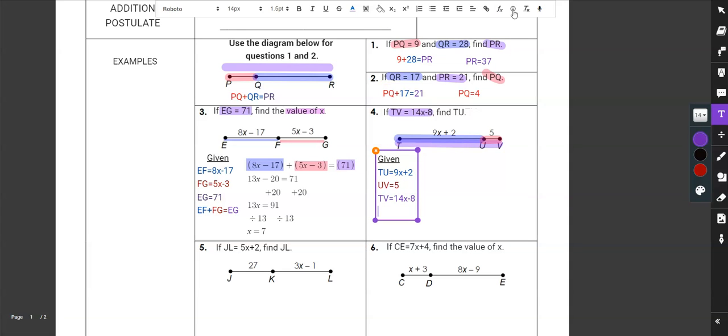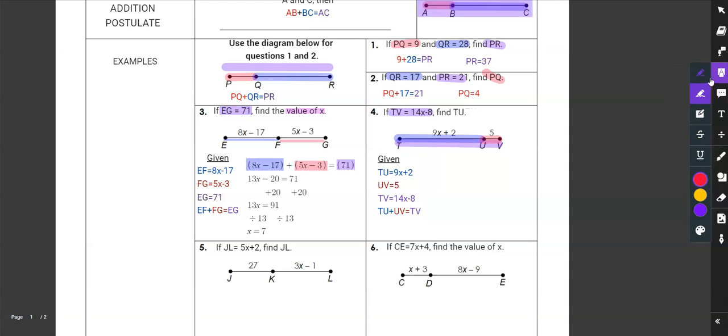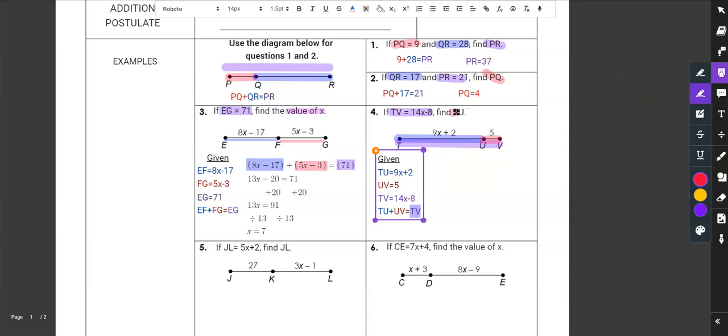And now it's time to go ahead and make our formula. So we have our TU plus our UV, and that's going to be equal to TV. Now, again, if we read the problem here, it tells me to find TU. So I'm not going to be able to just stop once I've solved for x. We need to do TU.